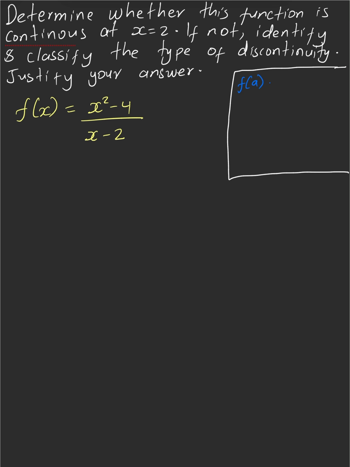f of a has to be defined. The limit as x approaches a of f of x has to exist. And these two have to be equal. So the limit as x approaches a of f of x has to be equal to f of a. Okay, so let's check with this. Let's check the first condition. Is f of 2 defined?